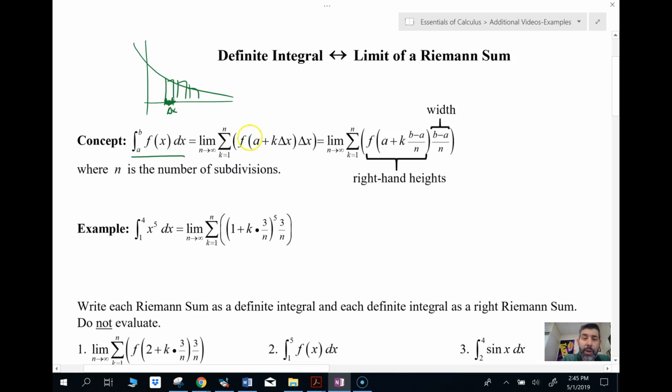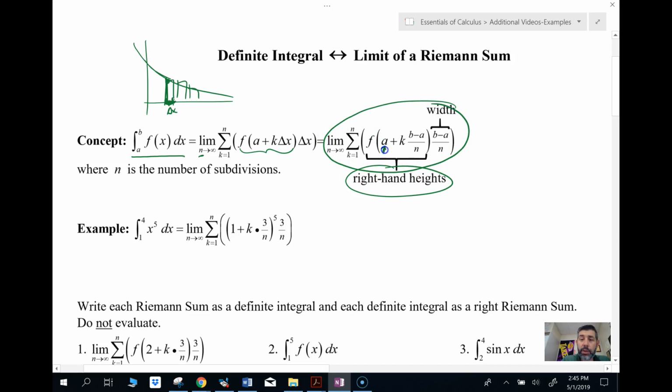Now the height of the rectangle is going to be your function. So your function right here is the height of the rectangle. And this delta x is your width for n subdivisions, okay? So this is what you've got to remember here, guys. You've got to remember this thing right here and where everything is located.